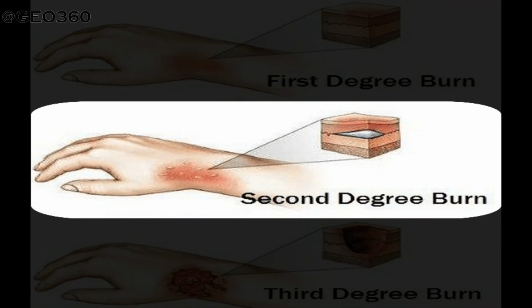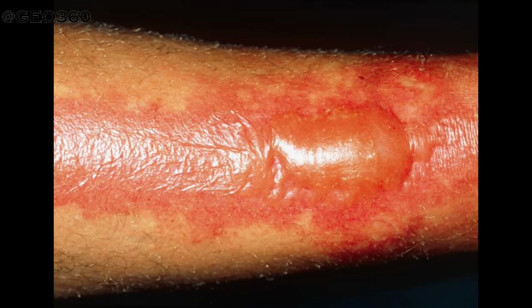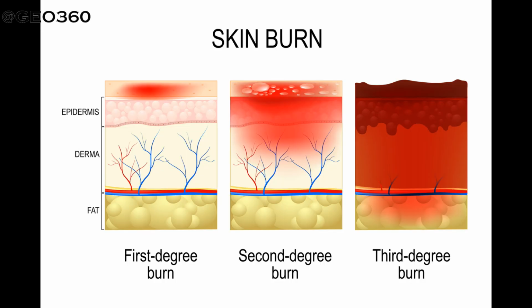Then the second degree burns. These are intermediate second degree burns and they show the following symptoms. They show blistering, swelling, and they are very painful. These burns usually involve both the epidermis and the dermis.